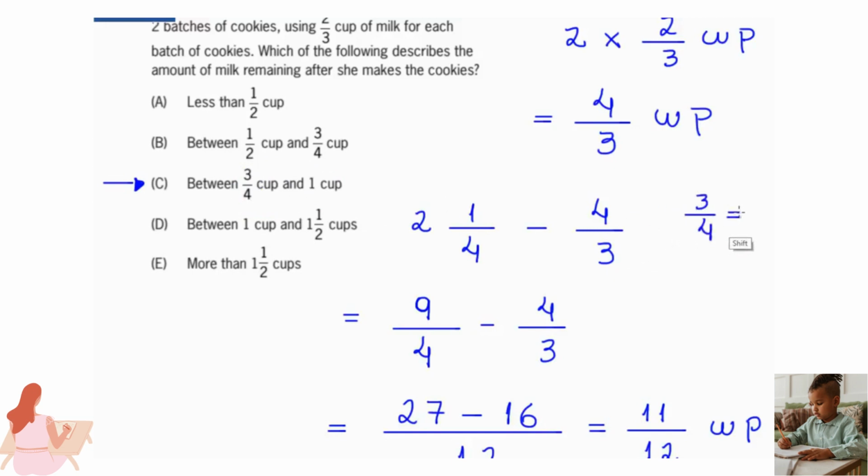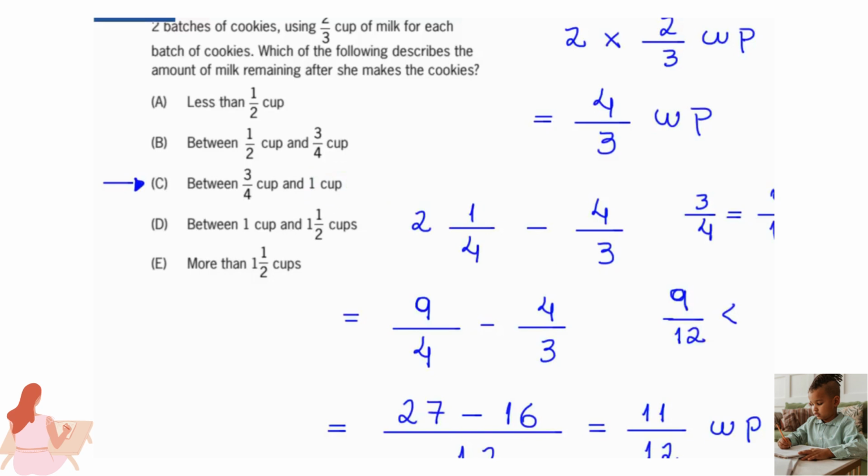is the same if we multiply numerator and denominator by 3. We get 3 times 3 is 9, and put a 9 here, and 3 times 4 is 12. Okay, so the letter C says that the value that we found is between 9 divided by 12, and it had to be less than 1 cup.